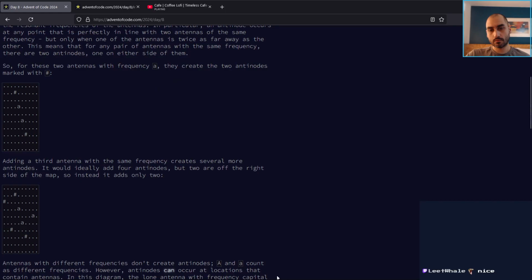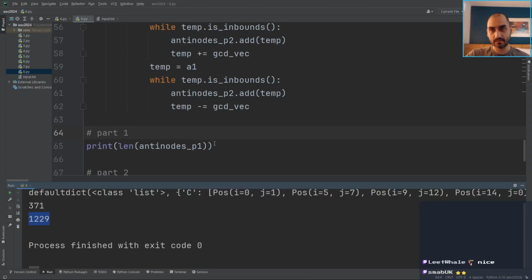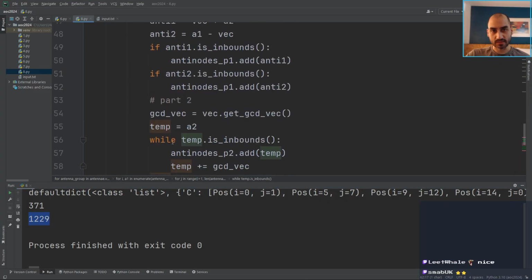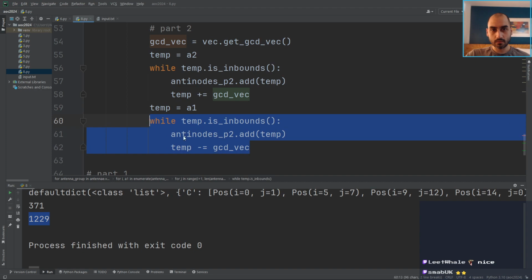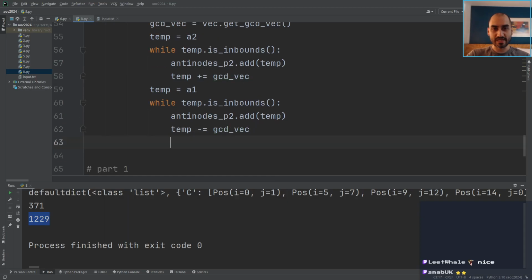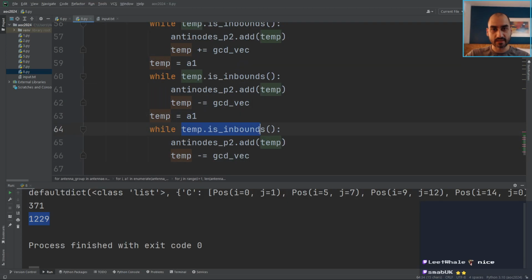So, out of interest, I could just test whether there were any inner vectors. So we could just add one more condition here. If I were to code without looking at their examples, if I were to code it based purely on their description, this is what I would have done. I would have said temp equals A1, while temp is in bounds, temp plus equal GCD vec. So that should also include all inners as well, anything in between them.